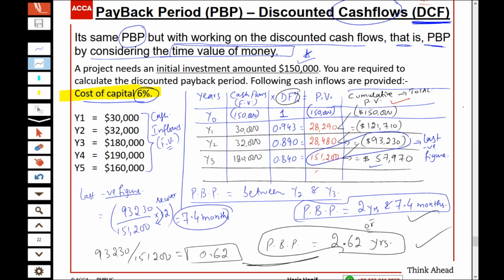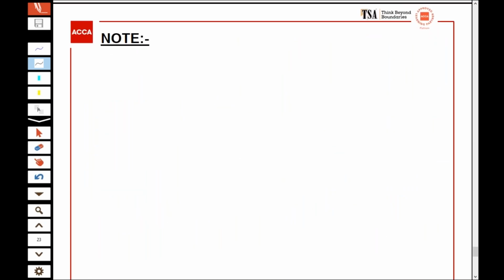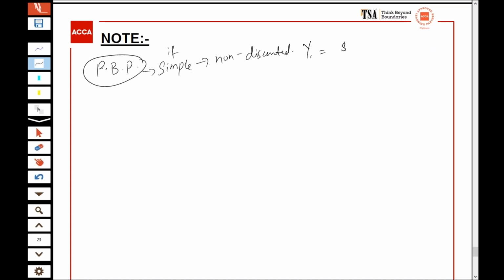Okay, now move to the next note. I want to say something. That's payback period. For example, if the payback period is simple, that means non-discounted. For example, let's say after year one, it would be plus 15,000. I will be working on this figure.